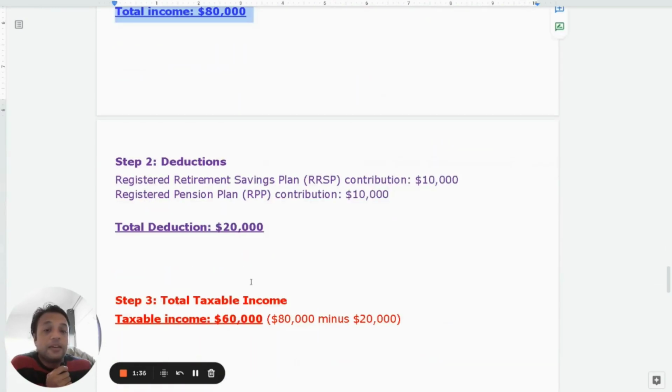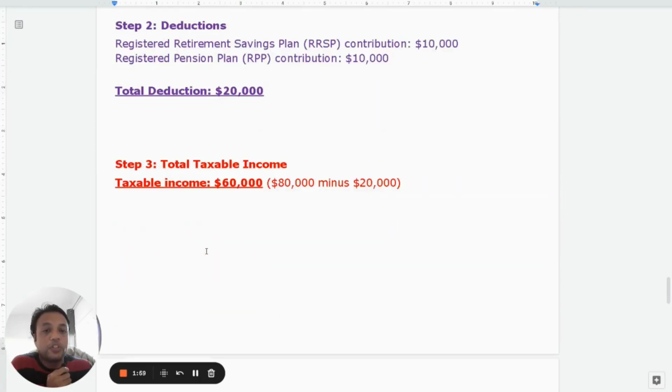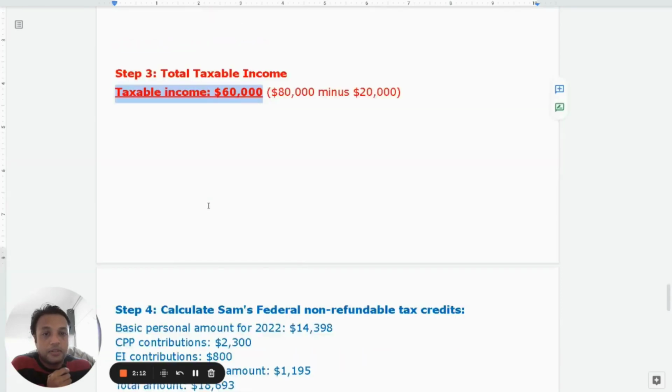Next step would be the deduction. We know that he is contributing to RRSP, so the contribution was $10,000, and he is also participating in a registered pension plan through his employer, and the contribution for that one was $10,000. So the total deduction was $20,000. Now let's move on to step number 3, total taxable income. So if we deduct deductions from the total income, our taxable income would be $60,000.